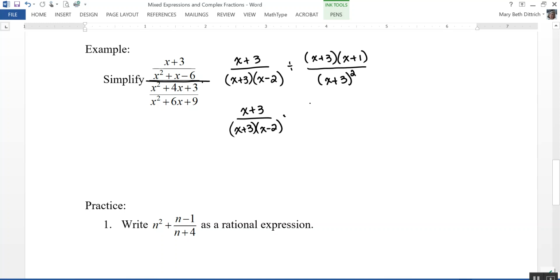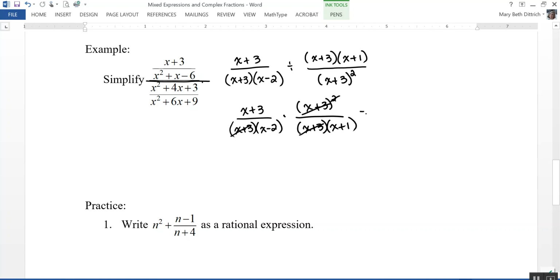And I think this one's going to be fun because I think I'm seeing a lot of things that are going to cancel out. It's kind of satisfying when you can cancel out a lot of factors. Okay, so now I have it written as a multiplication problem, and I can cancel an x plus 3 with one x plus 3 here. I can cancel this x plus 3 with that x plus 3.